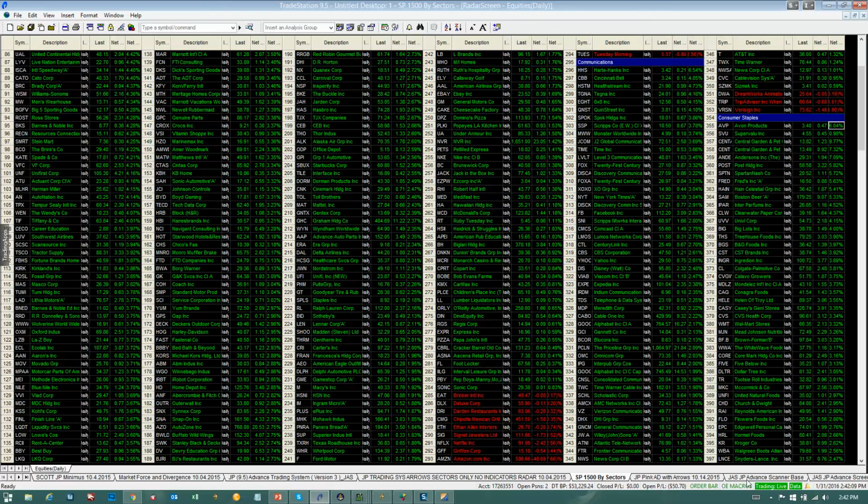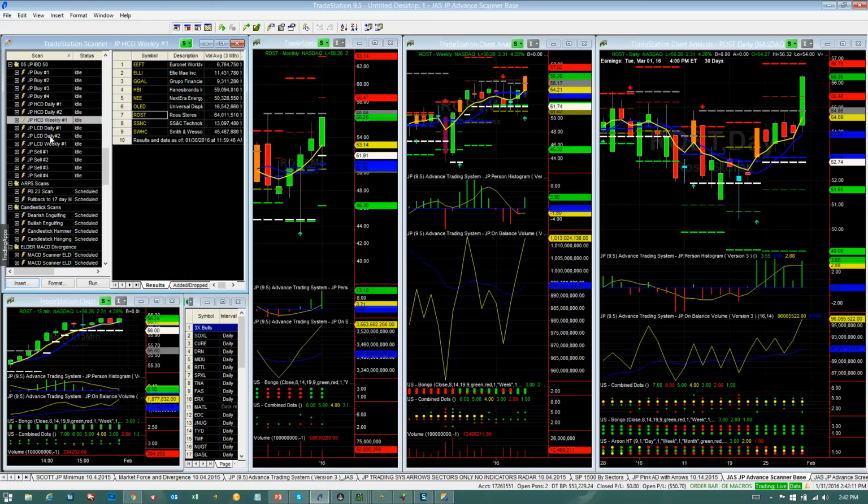So let's go into the scanner. And let's take a look at some high close dojis. Here's the IBD 50 from this week. And I've run John's high close doji scan on it. You can see it was run yesterday. And these are the ones in the IBD 50 that came to the top. So let's take a couple seconds and look at them.